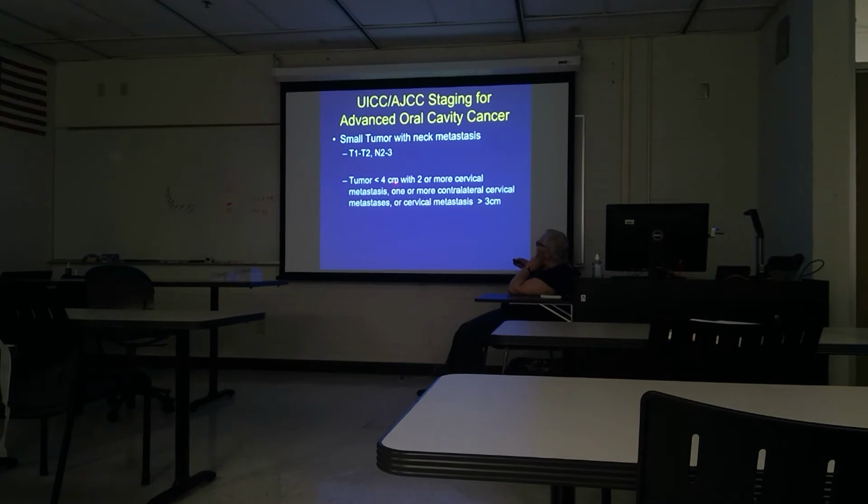So it's less than 4 centimeters, T1, T2 is less than 4 centimeters, with 2 or more cervical metastases, 1 or more contralateral cervical metastases, or cervical metastasis greater than 3 centimeters. So what it's saying here, cervical metastasis, that means you've got cervical nodes in 2 or more different areas. So you can have some here. If you have a tumor on this side, you can have some here and some here.